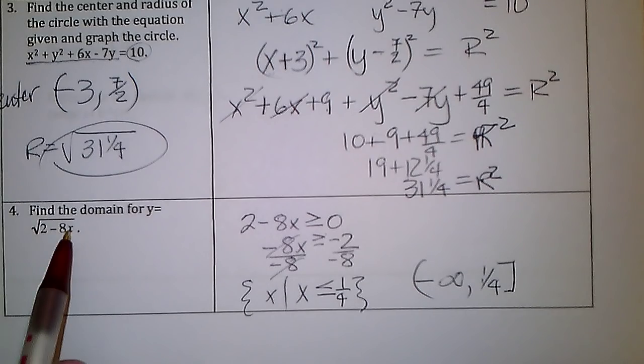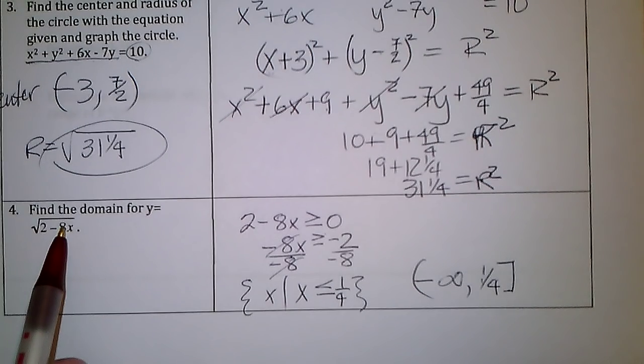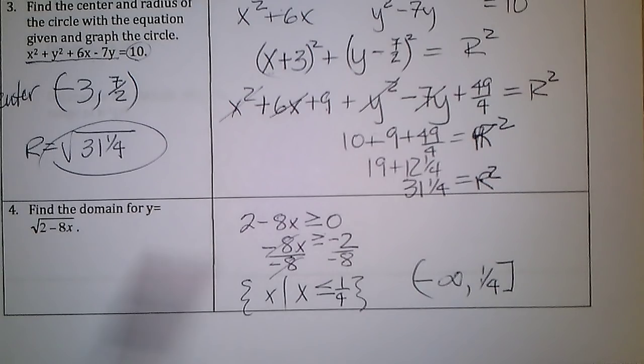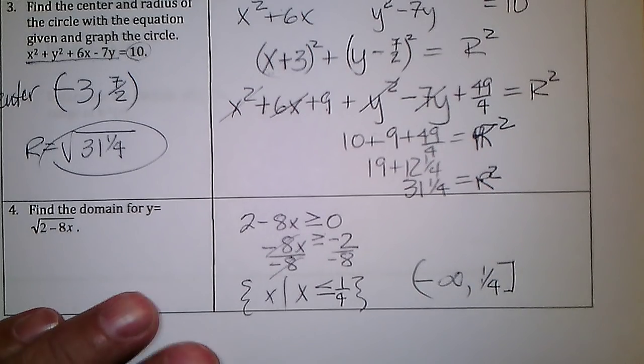1/4 makes this be 0. 1/4 of 8 is 2. 2 minus 2 is 0. And I need to use negative numbers to turn that to be positive.